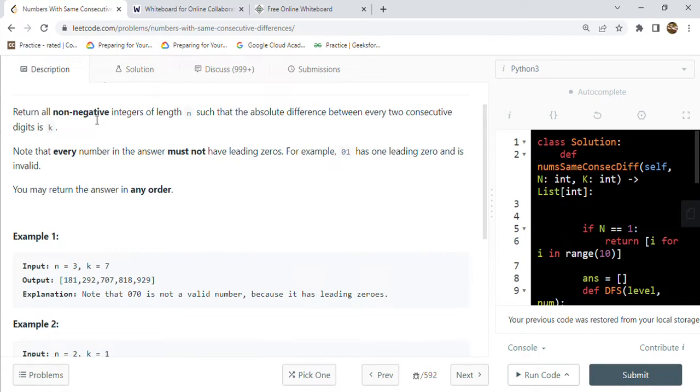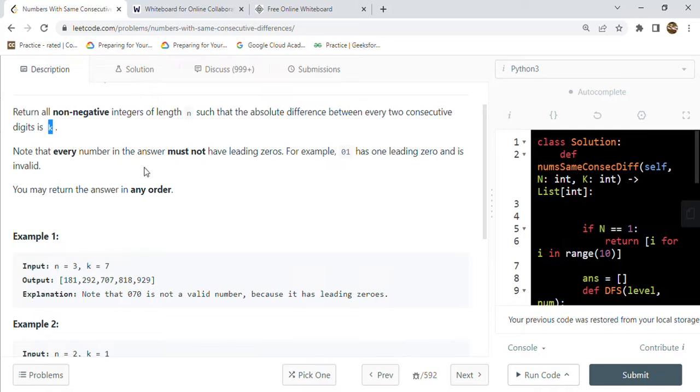We have to return all non-negative integers of length n such that the absolute difference between every two consecutive digits is k. Here we can note two points. First, the difference should be absolute. That is, if k is given as 7, then the allowed difference is plus 7 or minus 7. And the length is also specified. The output array should contain integers of length n, and the absolute difference is k.